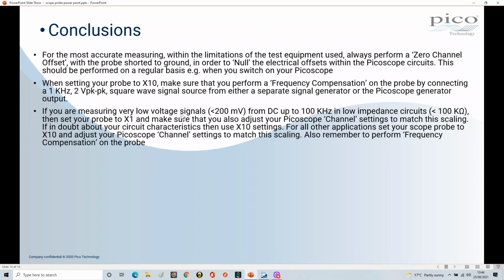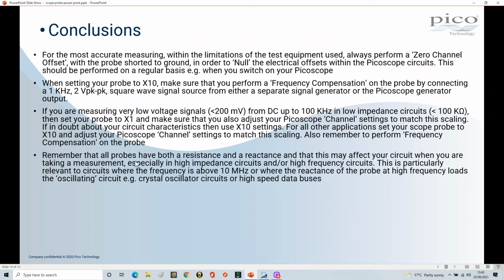If you're measuring very low voltage signals, from DC up to 100 kilohertz sort of thing, at the lower end, about the 200 millivolts end, then put your probe on times 1, but just make sure that you do understand there's a frequency limit when you do that. So that's really where you're starting to use your times 1 probe. But otherwise, in all other conditions, use times 10. So if you're uncertain, use times 10, because you're going to get a better result that way. But if you've got very, very low signal and it's not particularly high frequency, then go to your times 1.